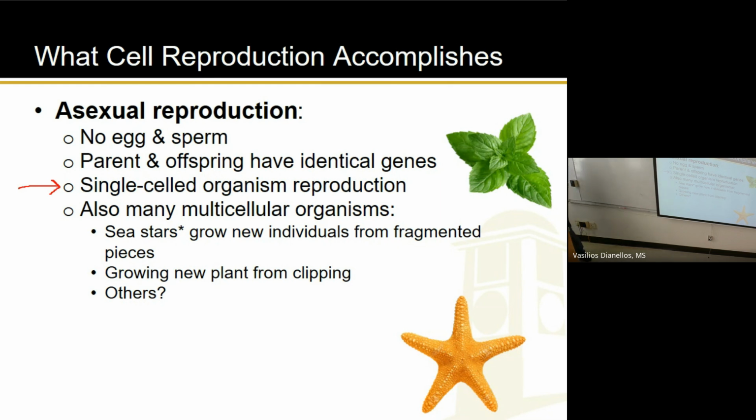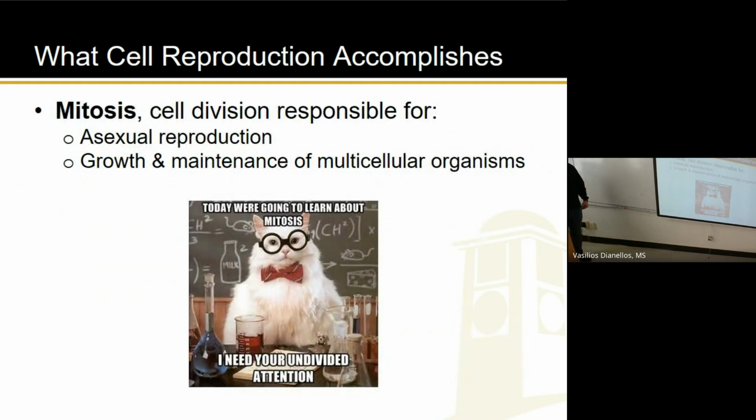Anyway, that's asexual reproduction. The type of cellular division that asexual reproduction comes from is mitosis. So those two words you should associate together, asexual reproduction and mitosis. Mitosis is the cellular division that is responsible for asexual reproduction. You need to know that.